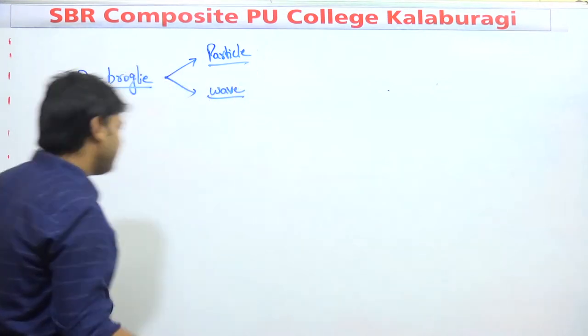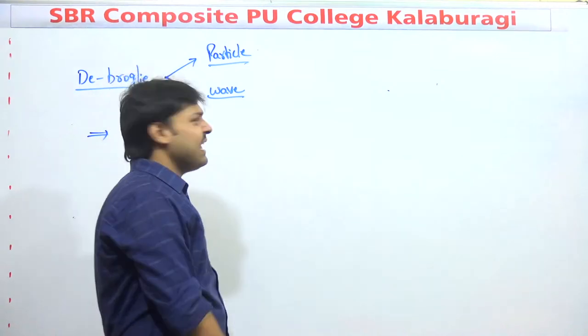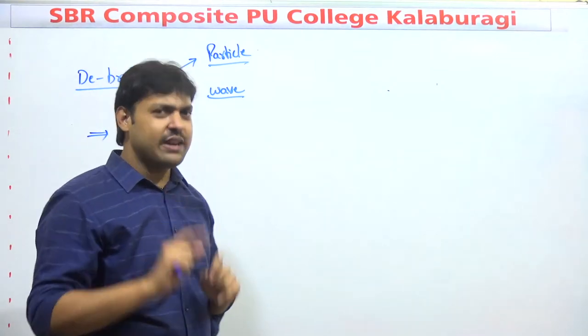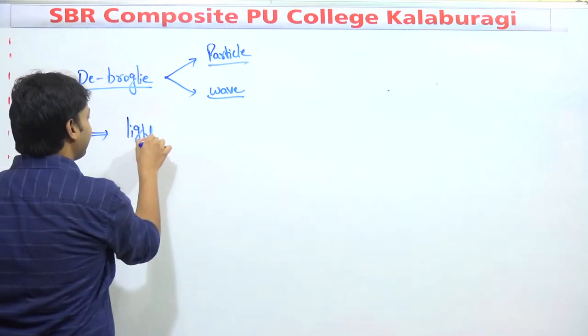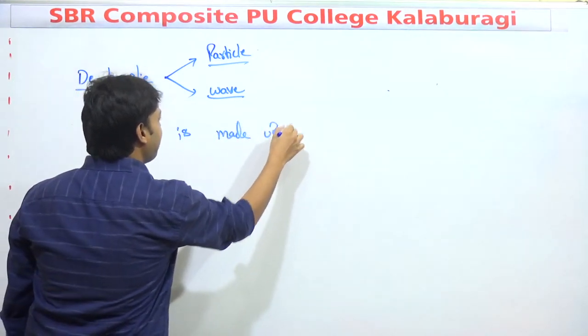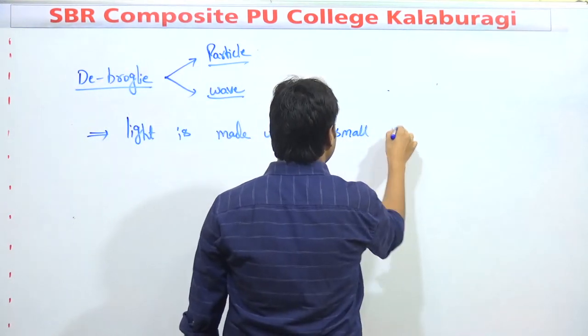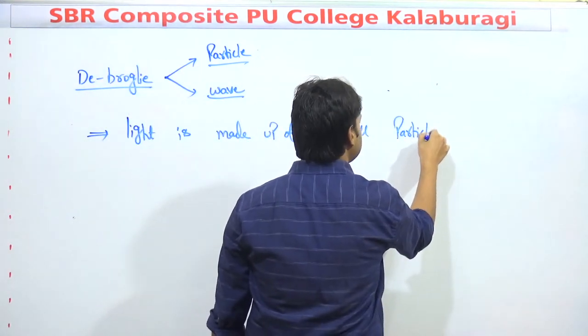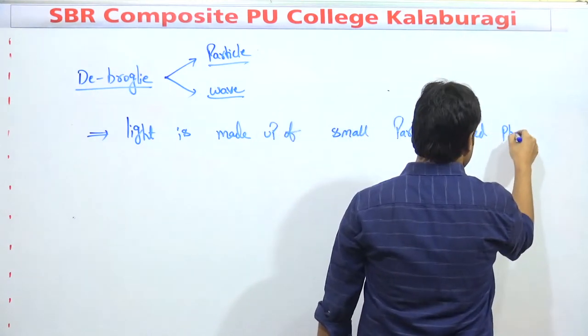For that, simply he said, very important point: light is made up of small particles called photons.